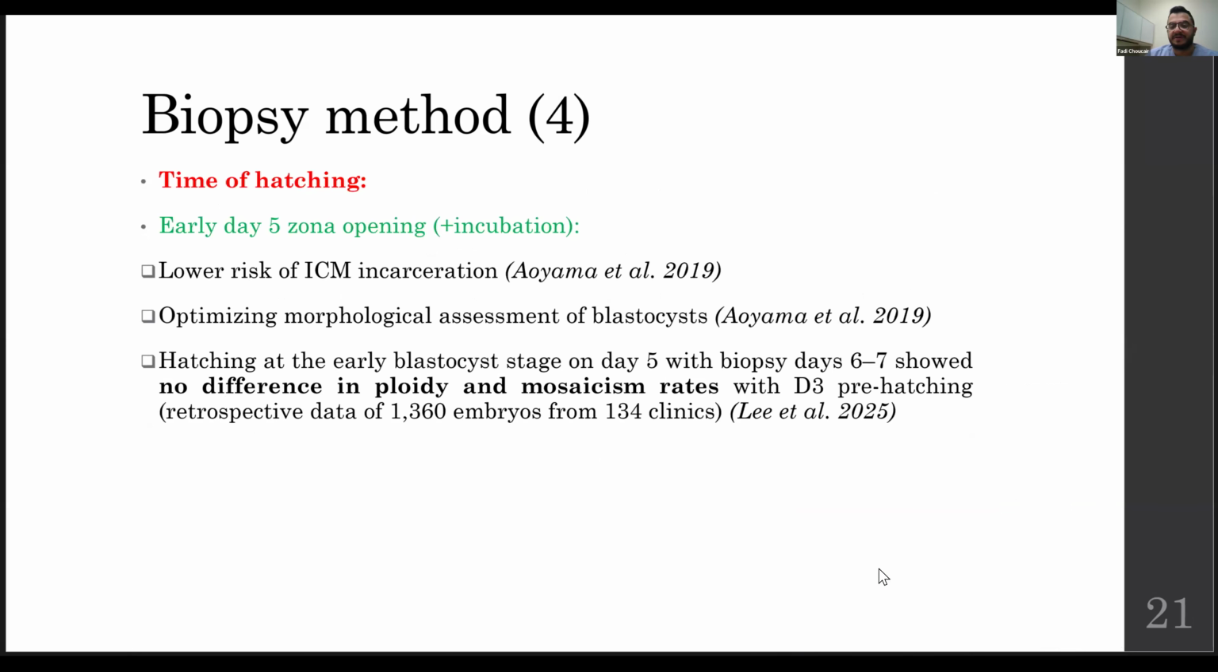Another approach, rarely reported in the literature, is not hatching on day 3 but hatching early on day 5 and then incubating. There's a lower risk of inner cell mass incarceration. They also reported optimization in morphological assessment of the blastocyst because the blastocyst is full within its zona, and hatching at the earlier stage showed no difference in ploidy and mosaicism rates.